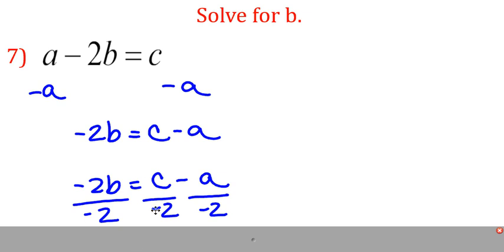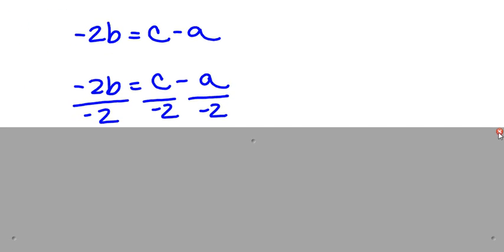A positive divided by a negative is going to be a negative, and there are no common factors here to divide out, so we'll have negative C over 2. A negative divided by a negative, that's a positive, so we're going to have a plus here. And A and 2 do not have any common factors, so we're going to leave that as A over 2.